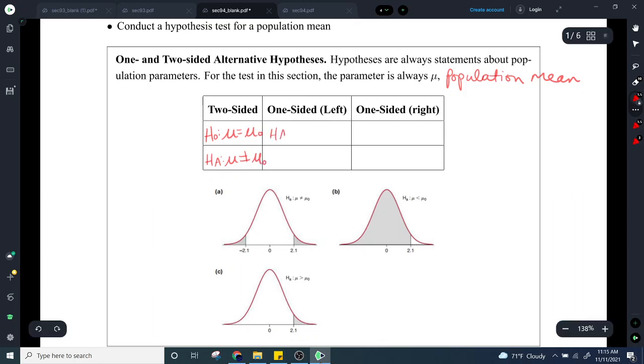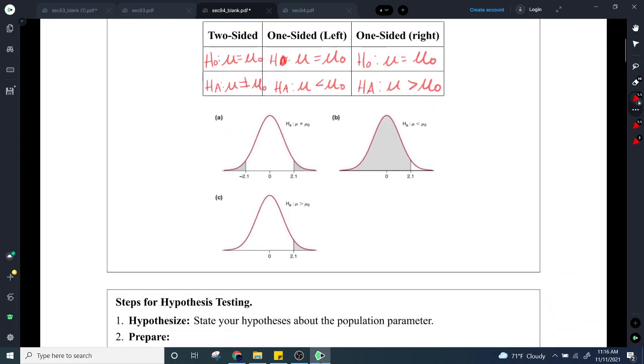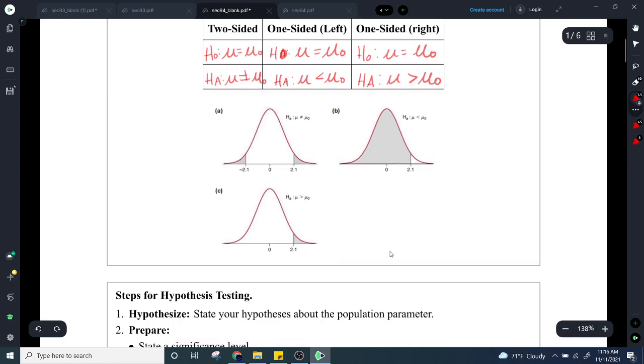If it's a one-sided, left-sided test, then mu would be equal to mu naught for our null hypothesis, and our alternative would be that mu is less than whatever number we're comparing it to. And if it's a right-sided test, the null hypothesis is the same, mu equals mu naught, and the alternative would be that mu is greater than. So the structure of all of these is exactly the same as it was earlier in the course. Take a look at these pictures. The first one would be a two-sided test, the second would be a left-tailed test, and the third one would be a right-tailed test.